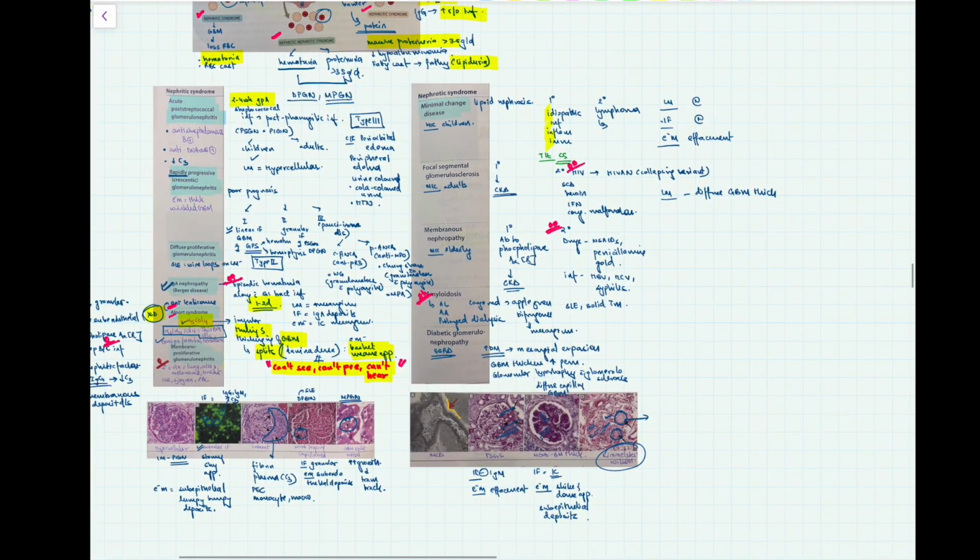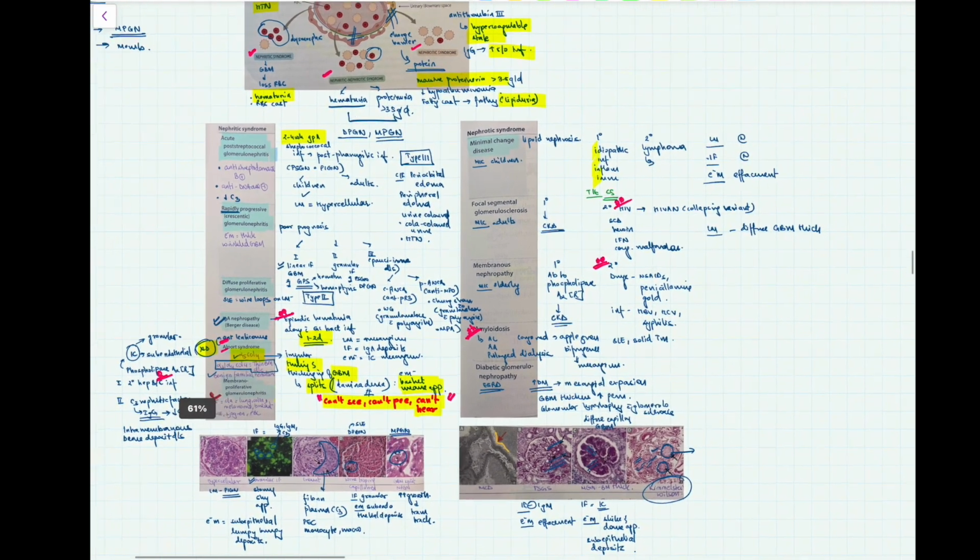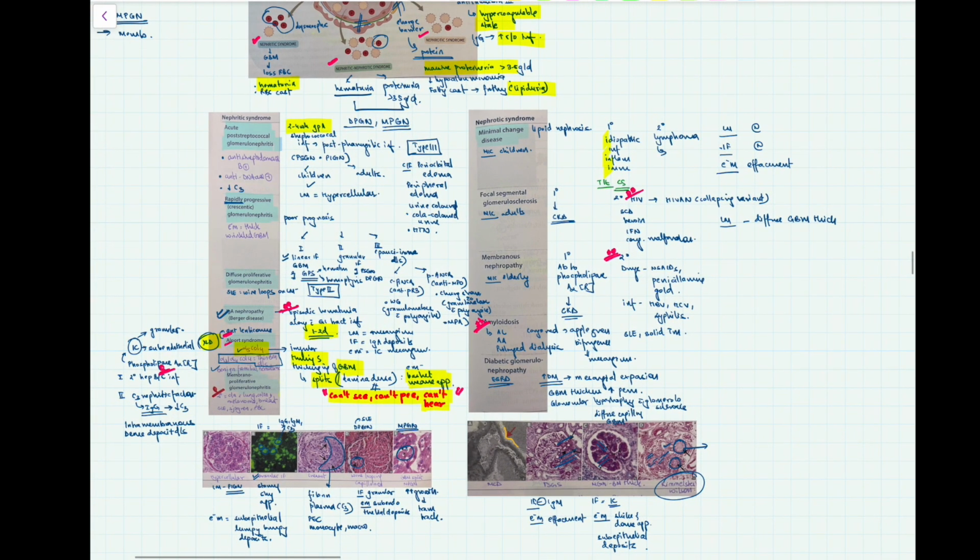So that's the glomerular disease in a nutshell. What you need to know is the location of the deposits. In PSGN, the deposits are subepithelial, and in membranous nephropathy as well, the deposits are subepithelial. The subepithelial deposits of PSGN are called lumpy bumpy deposits, and in membranous nephropathy are called spike and dome appearance. And the location of the deposits is seen on electron microscopy.